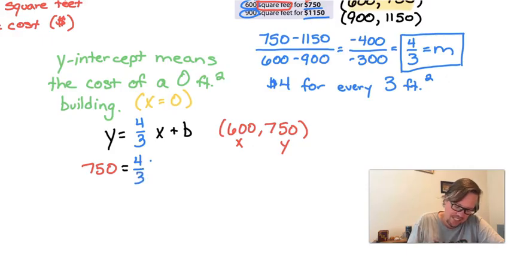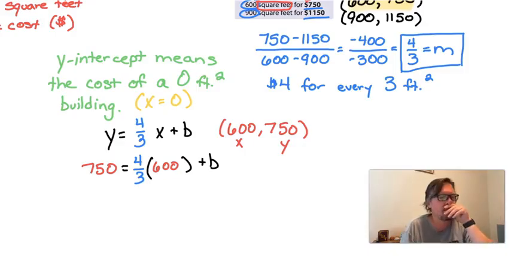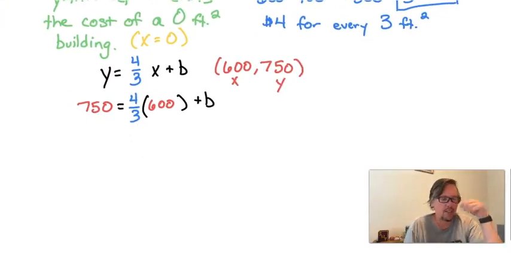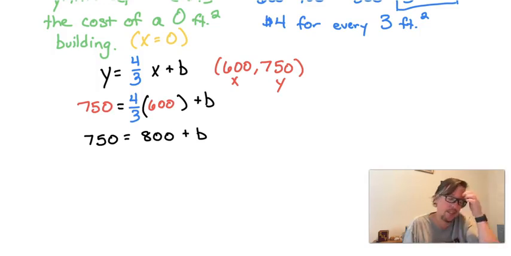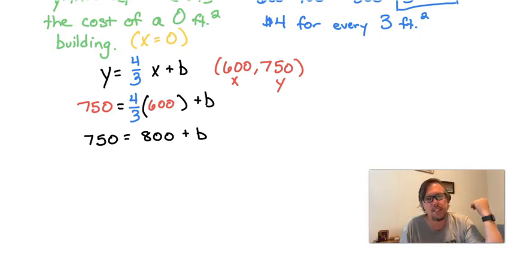So I'm going to replace the x and y here with 750 for y and 600 for x. And then let's figure out what's b in that case. Okay, so 4/3 times 600. I could use a calculator to figure that out. And 4/3 times 600 is 800. So I get 750 equals 800 plus b. So 800 plus what is 750?